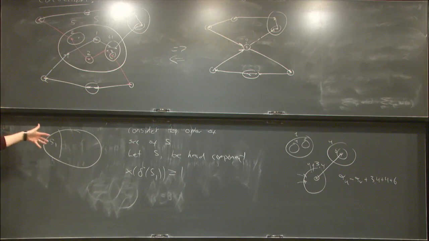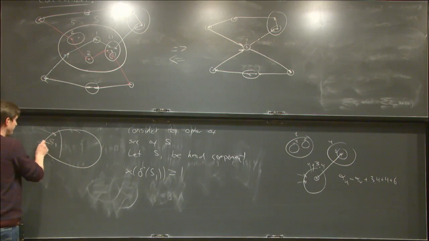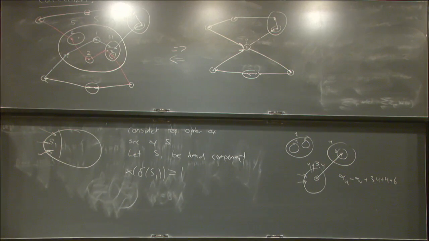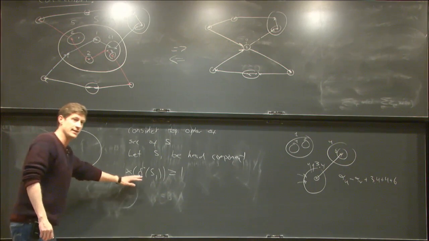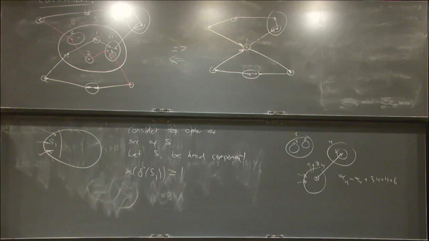But there's only 1 unit going in, because S was a tight set. So all the edges have to go into S1, from outside. Because otherwise this could not be satisfied. Because S is a tight set, right? So now this means in particular there's only one head component.